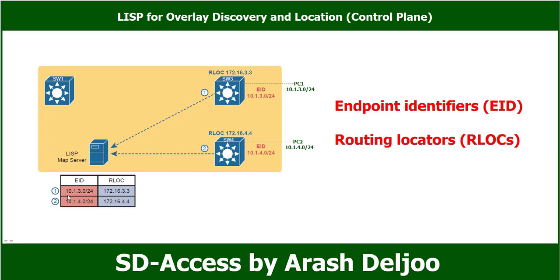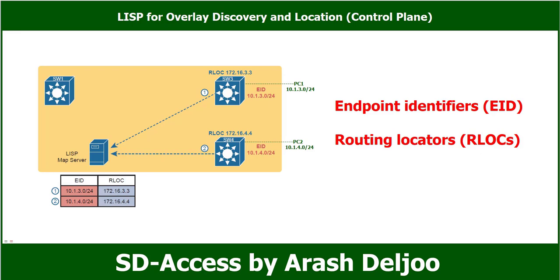Now, switch 3 should send this information to the LISP map server: the EID, or endpoint identifier, 10.1.3.0/24 can be reached by this RLOC, or routing locator, 172.16.3.3. Also, switch 4 advertises to the LISP map server that 10.1.4.0/24 is reachable with its routing locator. This is the separation of the location and the endpoint identifiers. Let me explain it again: switch 3 and switch 4 just learn about different subnets external to the SDA fabric.